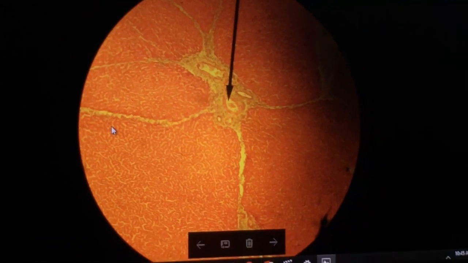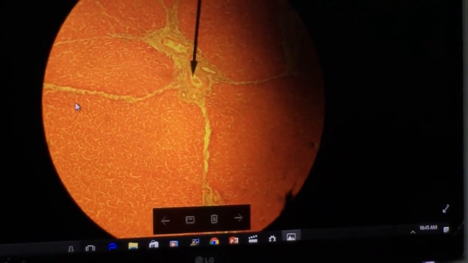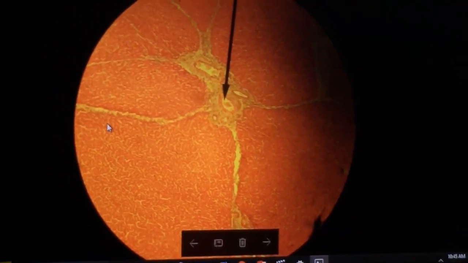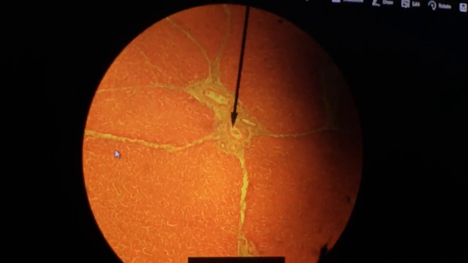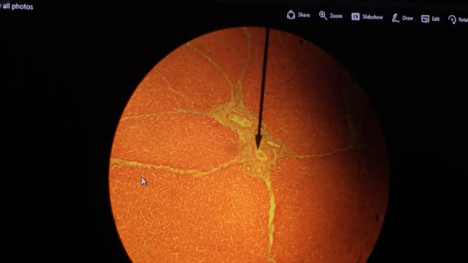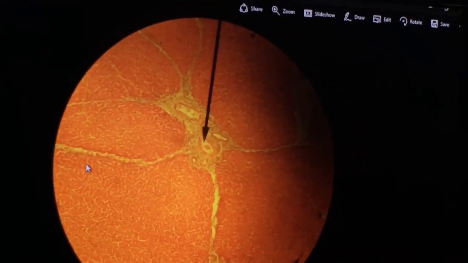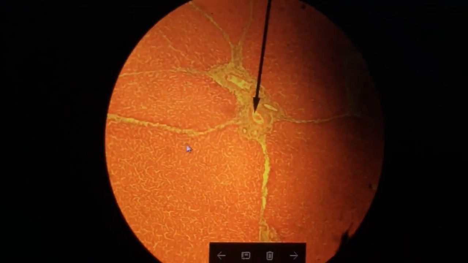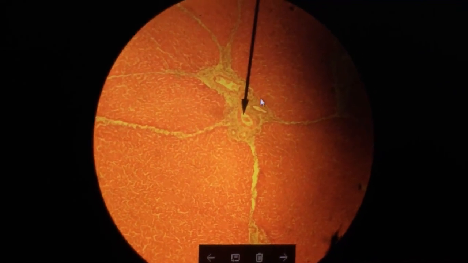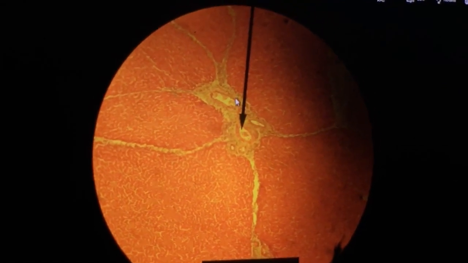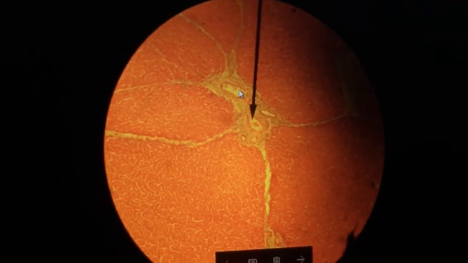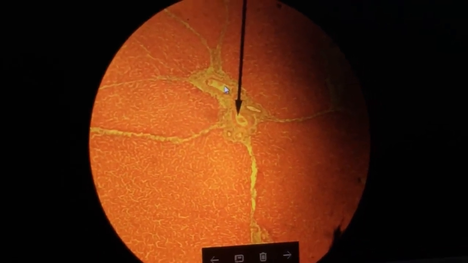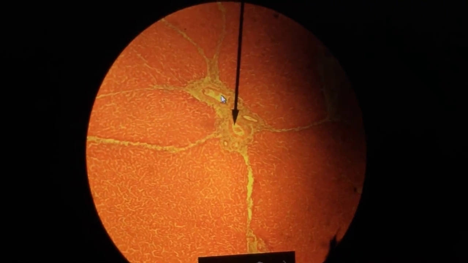The pointer is in a portal triad, and I want you to see three luminal things. You see the three luminal things? Let me show you. So you guys go use a pointer. Look here now, guys. So look, one, two, three. Although my professor used to say it's a portal tetrad. No, nobody talks about portal tetrad, because there's supposed to be a lymphatic vessel as well.